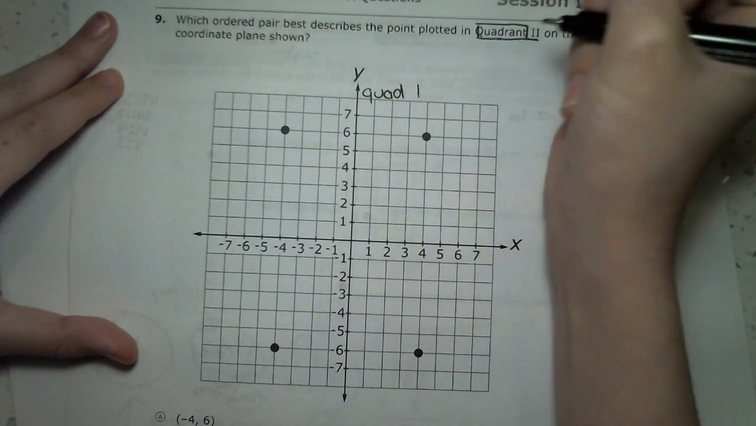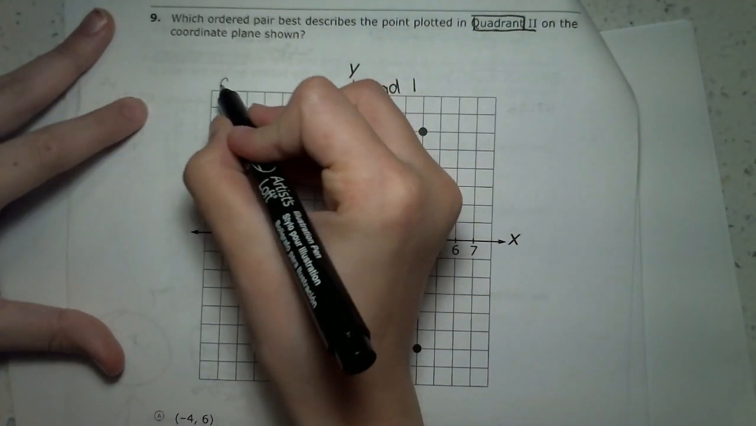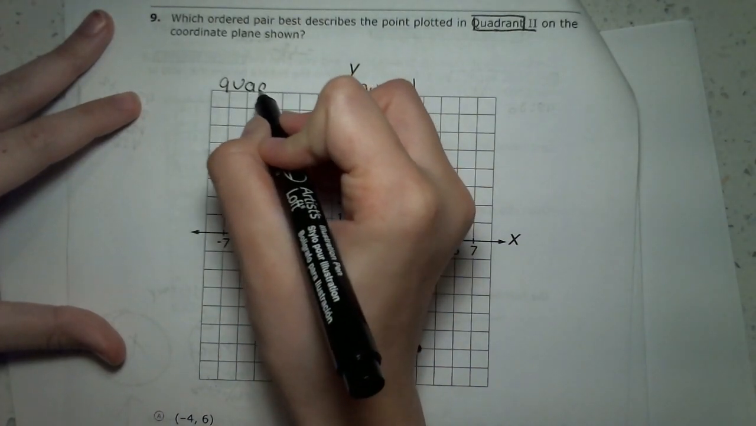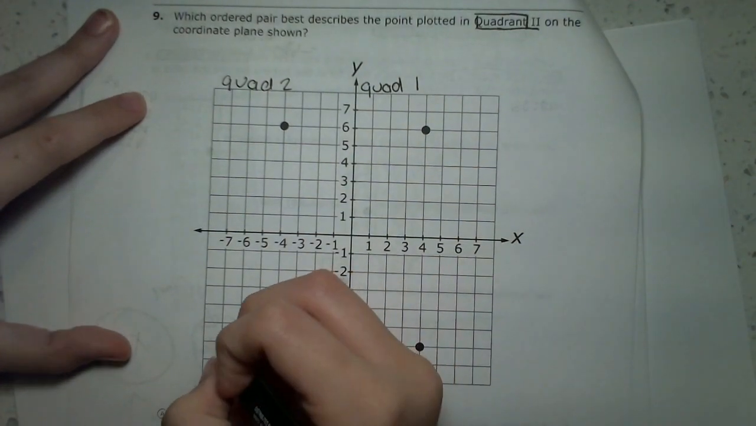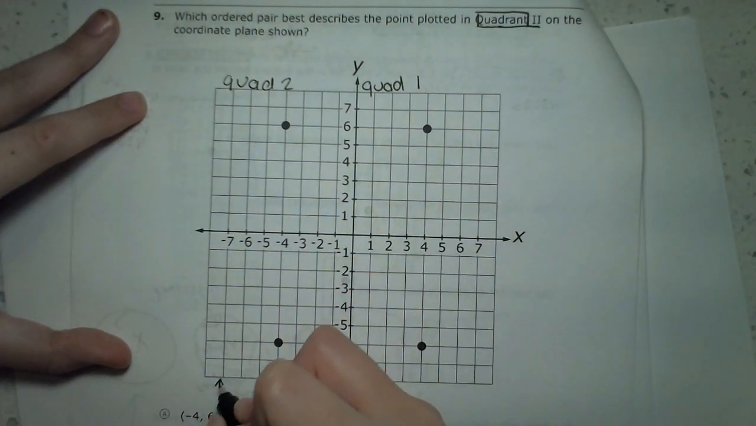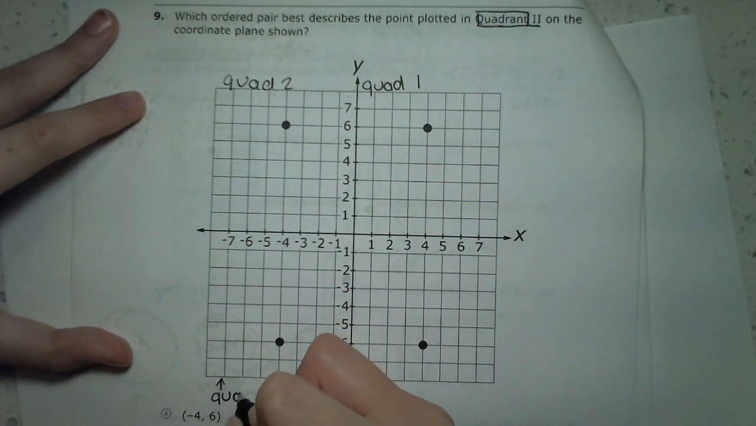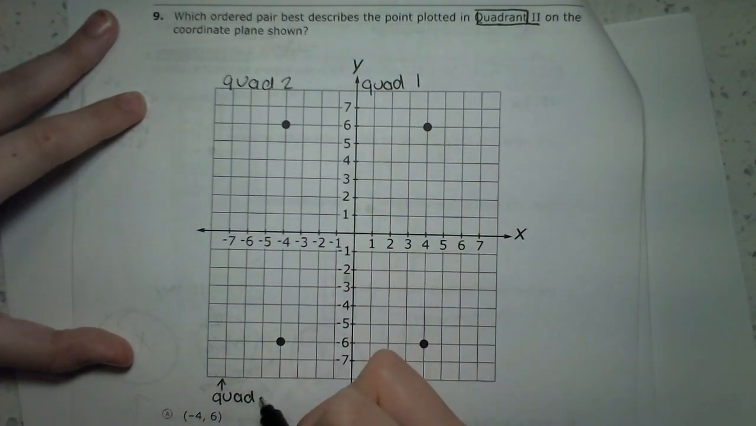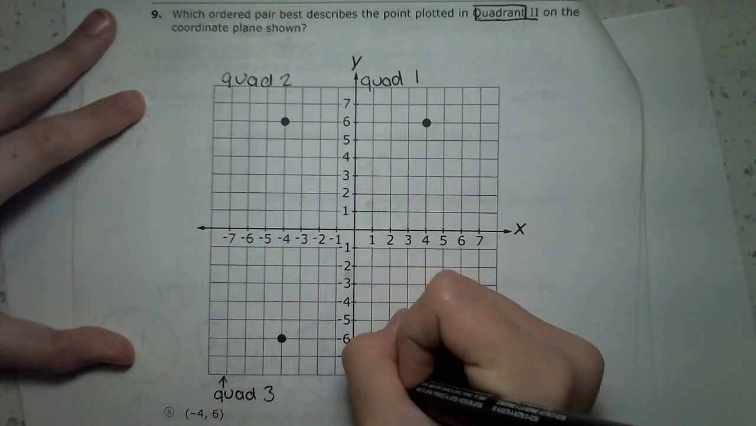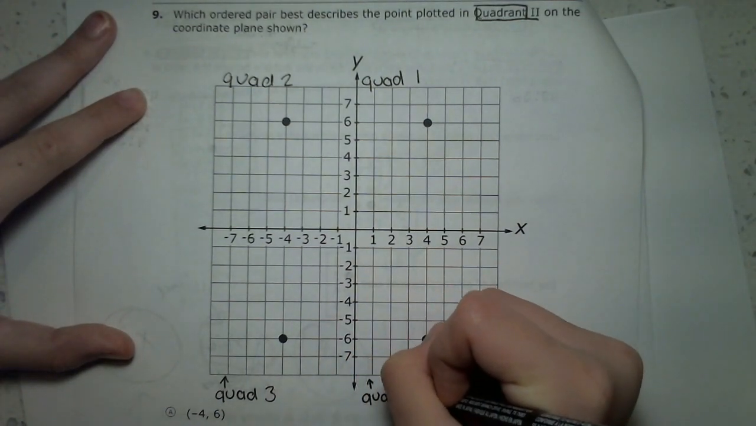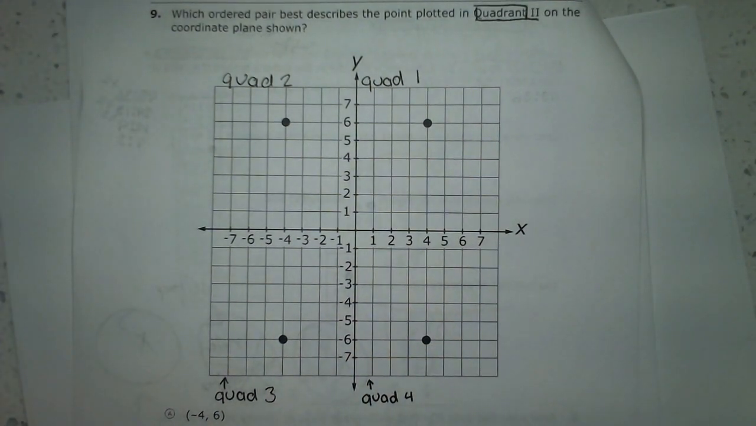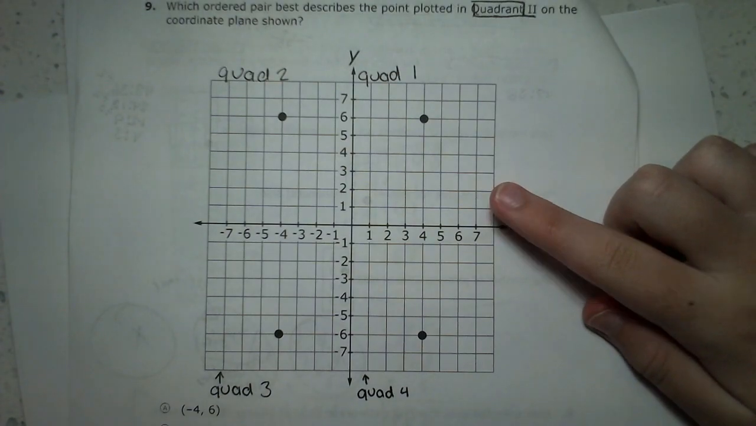quadrant 1. And then this would be quadrant 2. And then this one right here is quadrant 3. And then this one would be quadrant 4. You can either memorize this, just know which ones are which, or you can start counterclockwise from the positives. This is all positive.